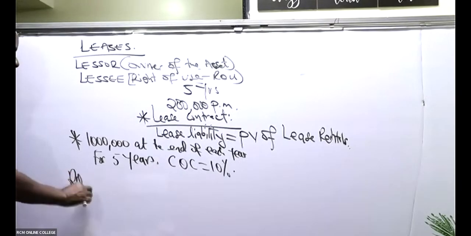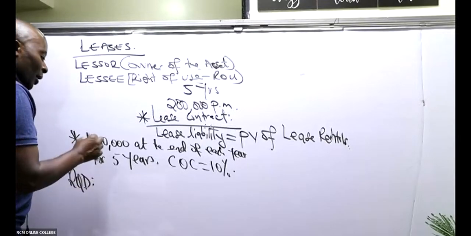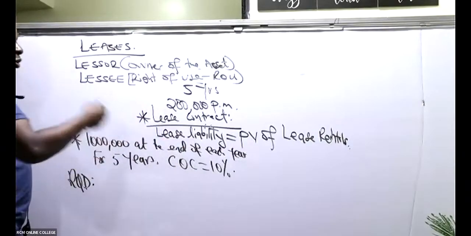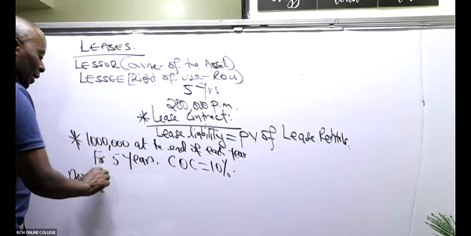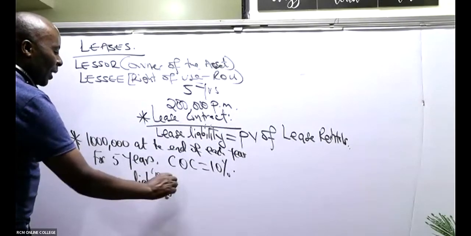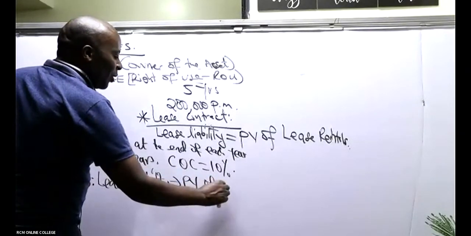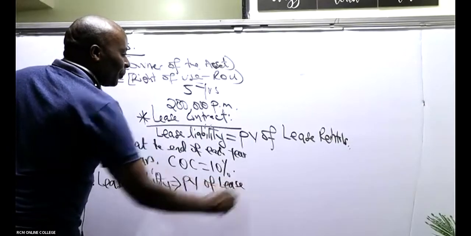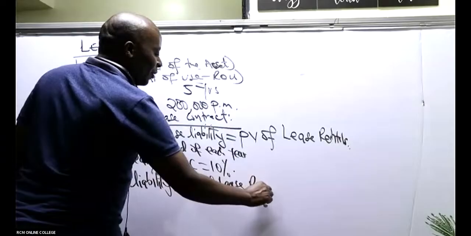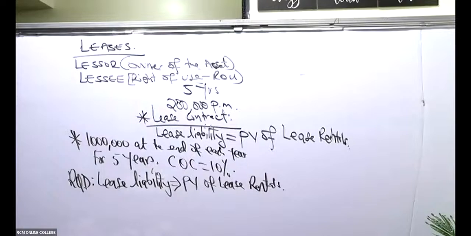And then now, ladies and gentlemen, we are required to do something very simple. We are required first of all to know the amount of lease liability we owe. So how do we get the lease liability? Can I give you 2 minutes? Somebody should be able to come and give me the present value of these lease rentals. The present value of the lease rentals is what is going to become my lease liability.